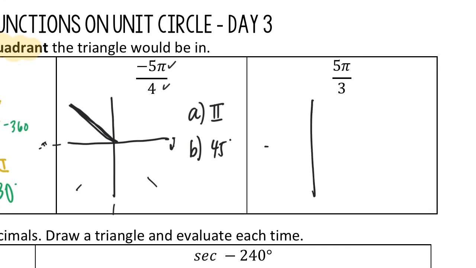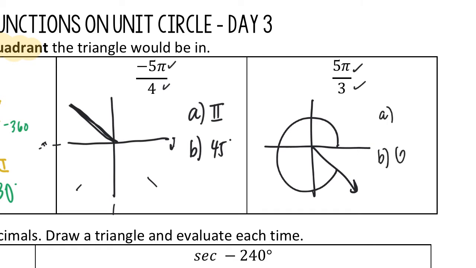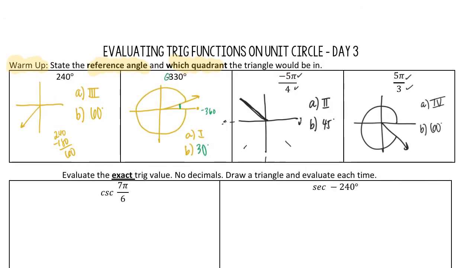5 pi over 3 gets us all the way to quadrant 4. Anything that ends in pi over 3 has a reference angle of 60 degrees. So this should be quadrant 4, 60 degrees. Check those out. I'll zoom out there. Check your work again. Make sure you've got those all down pat.